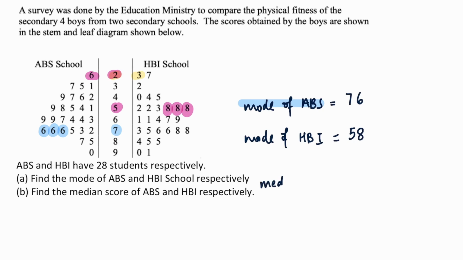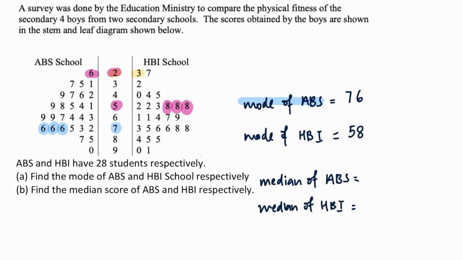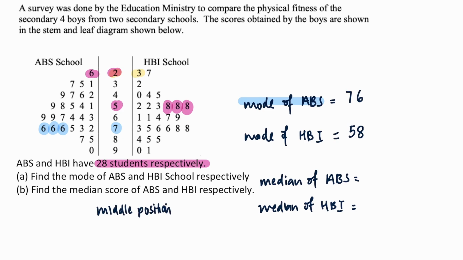Next, we're going to find the median of ABS and the median of HBI. We have to see the number of data points given. We can see that it's given in the question that there are 28 students respectively. So this is an even number of data, and we need to find the middle position. Remember how to find the middle position? We take the number of people divided by 2, so what we get is the 14th and the 15th position.